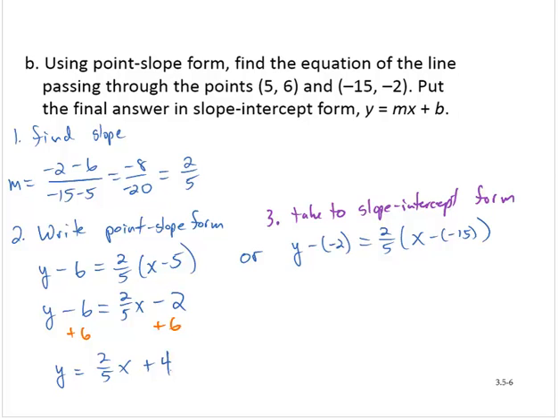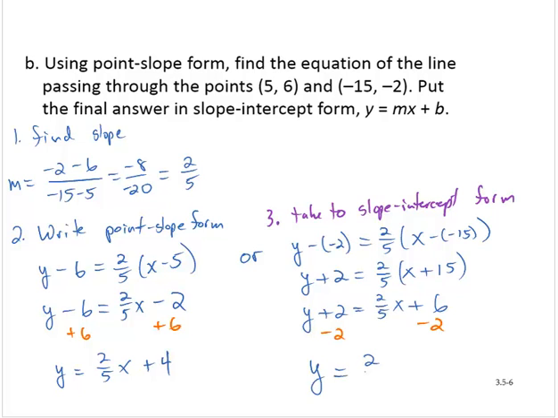Now, if we used the other point, well, the first thing I'm going to do is get rid of those minus negatives, and I would write y plus 2 is equal to 2/5 of (x plus 15). Now, applying the distributive property, I'd have y plus 2 is equal to 2/5 x plus 2/5 of 15. 2 times 15 is 30, divided by 5 is 6. And then I would have to subtract 2 from both sides of the equation to isolate y. And amazingly enough, y equals 2/5 x plus 4.